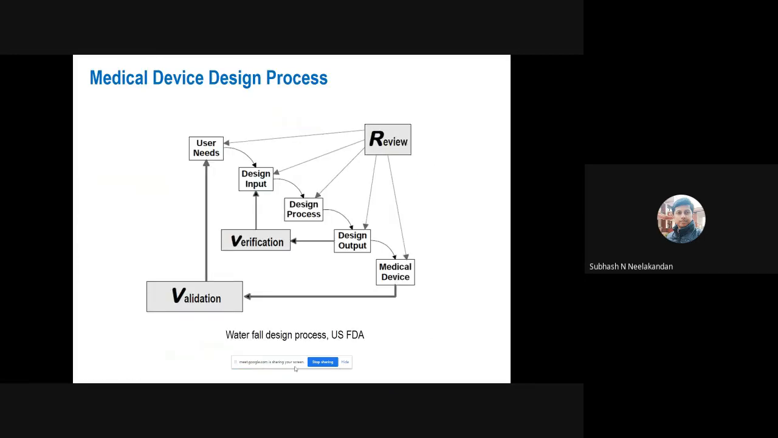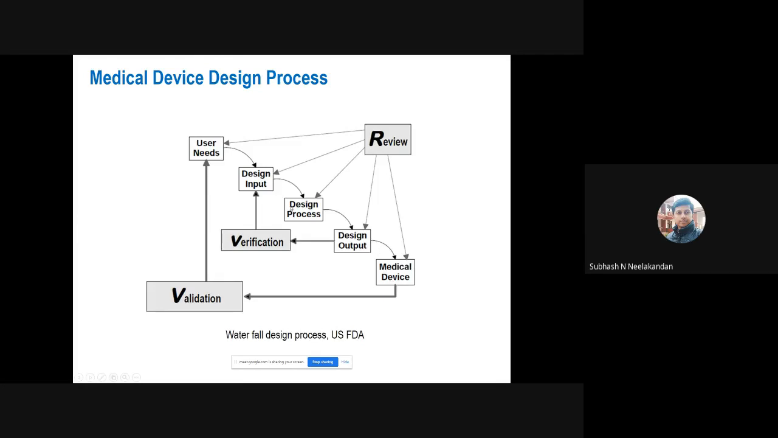So this is the waterfall design process, which is in general used by the US FDA and Canada-based health agencies for their device qualification and other documentation purposes. Generally, the procedure starts with identification of user needs. The user needs will be converted into design input. The design input will be further drilled down into a design or a prototype. And finally, it has to be generated into a design output, and finally we will be getting the medical device.